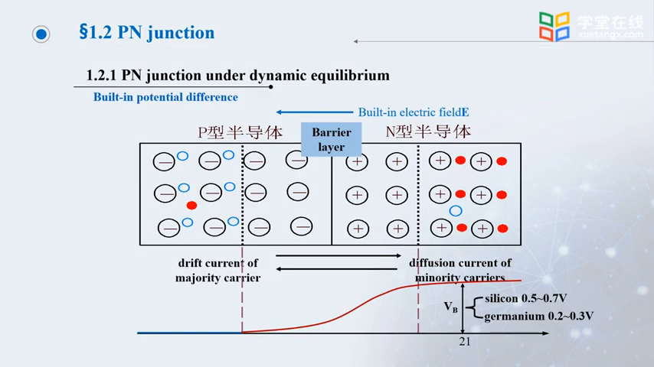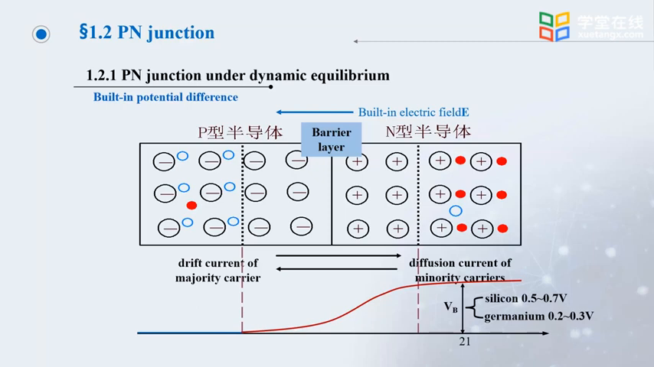Let's take a look at another concept, the built-in potential difference. After the PN junction is formed, that is, after the barrier layer is formed, it has a built-in electric field from positive impurity ions to negative impurity ions. This barrier has a potential difference between its left and right edges. Assuming the potential at the edge of the barrier layer on the p-type semiconductor is zero, the potential at the edge on the n-type semiconductor on the right is VB, so the potential difference between them is VB. This VB is called the built-in potential difference.